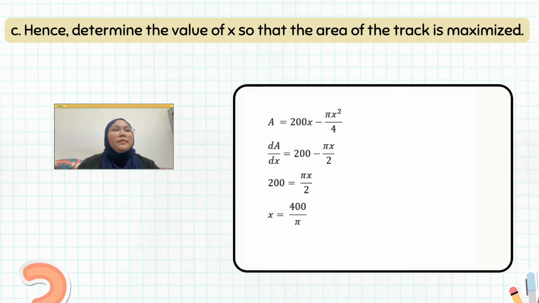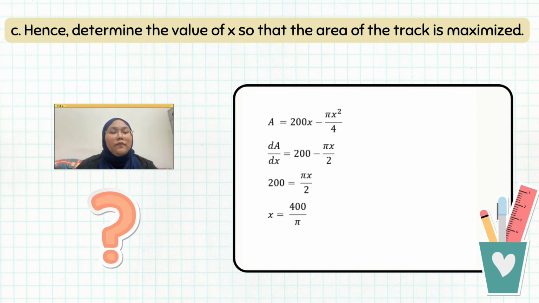Okay, C, determine the value of x that maximizes the area of the track. So the first thing we have to do is the area formula. The area A is given by the formula A equals 200x minus pi x squared over 4. This equation represents the area as a function of x, where x is the variable affecting the track's shape.